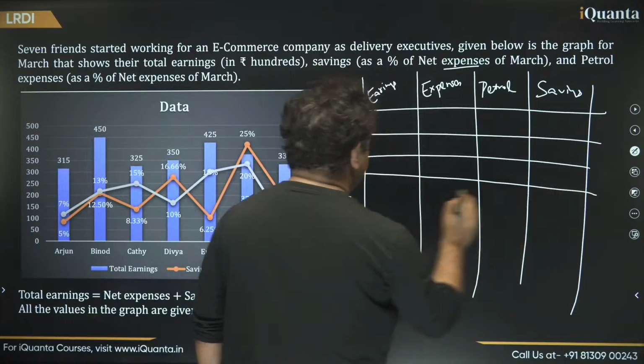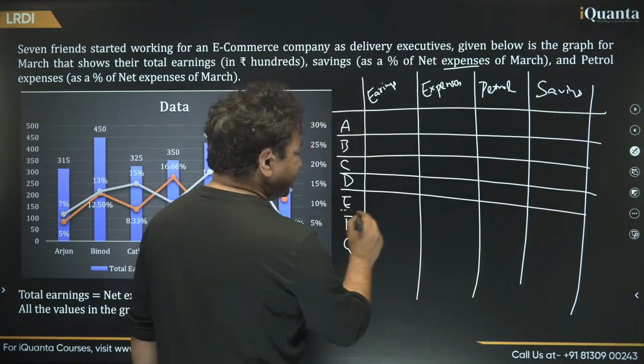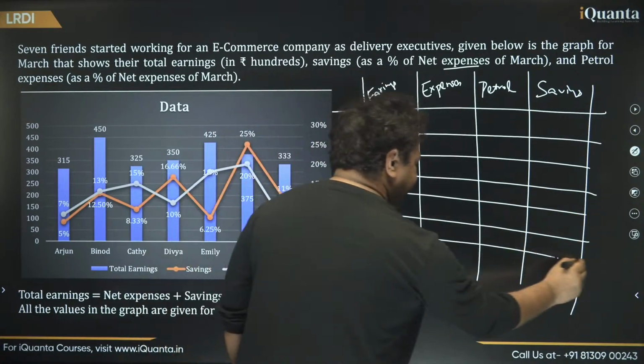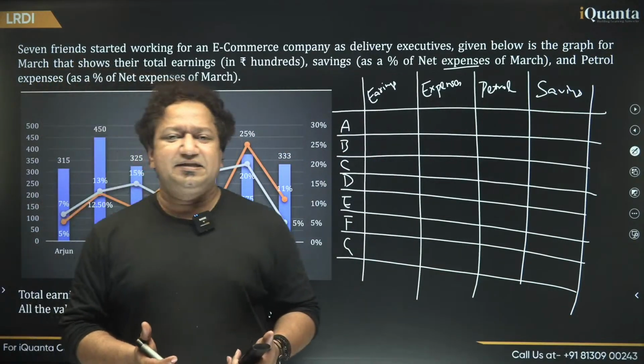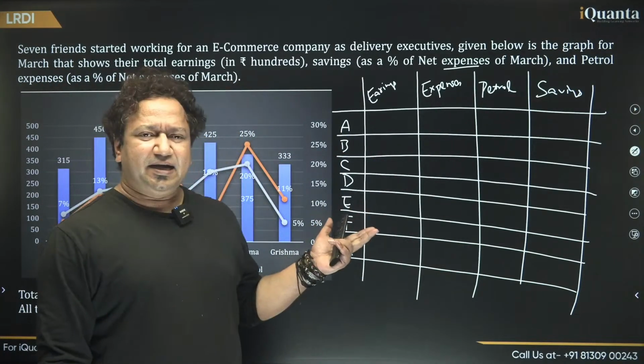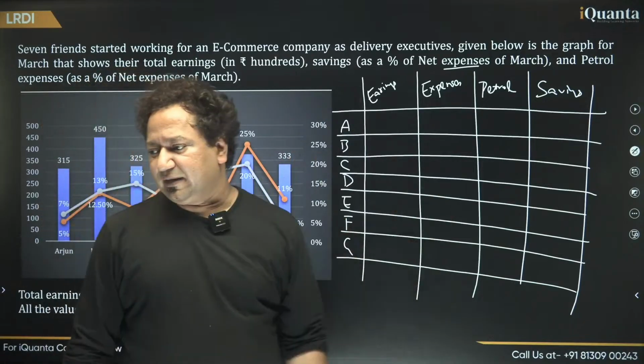So basically, data interpretation is all about reading the data and noting it down in a form that is easily understandable to us, which is tables, isn't it? So I'll read the data and try to fill in the table. Is that clear?